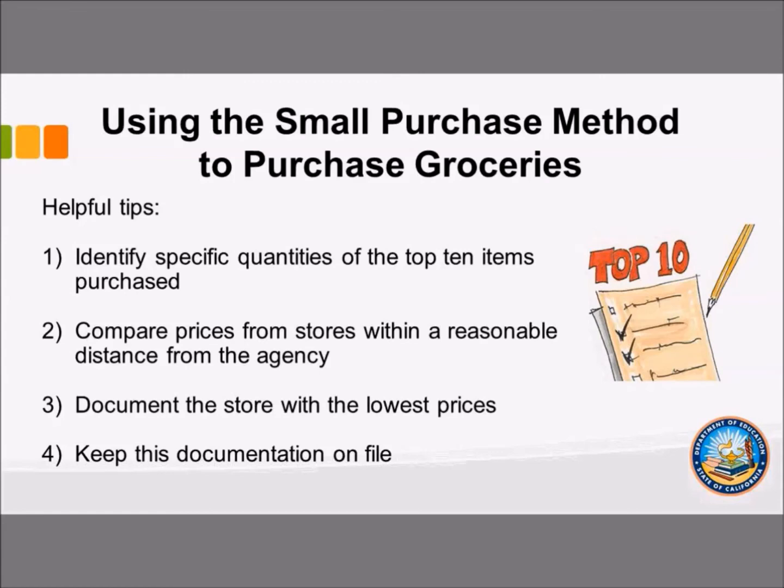The federal regulations do not define the frequency for conducting this type of analysis. A best practice is to obtain quotes annually. Agencies might also consider developing specifications and obtaining price quotes from food distributors. It may be cost-effective to establish a contract with a distributor who delivers food. This will depend on the size of your agency.